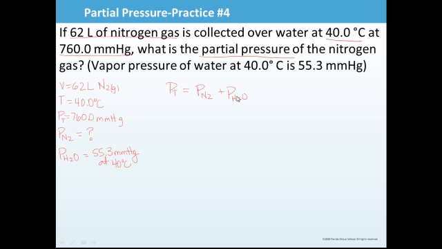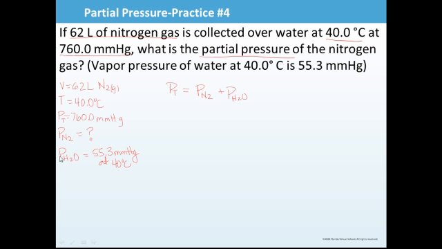Okay, here's my list of what I know and what I'm looking for. This is everything that was given to me. The problem told me that I have 62 liters of nitrogen gas and that it's being collected over water that is at 40 degrees Celsius, and we have a pressure of 760 millimeters mercury. So I know my total pressure is 760 millimeters mercury. It asks me what is the partial pressure of nitrogen gas, and notice how I put as the subscript the identity of my gas. Because it told me what I have, I like to be specific when I'm making my list so I know what I have.